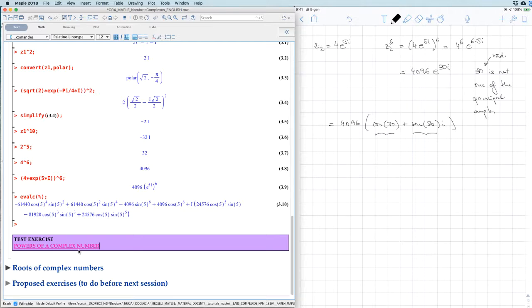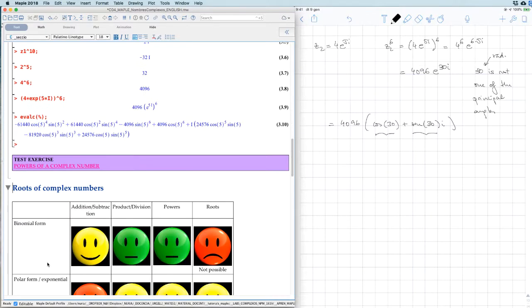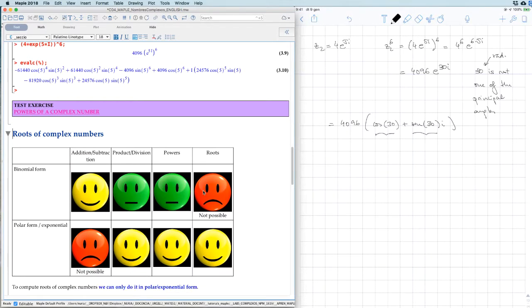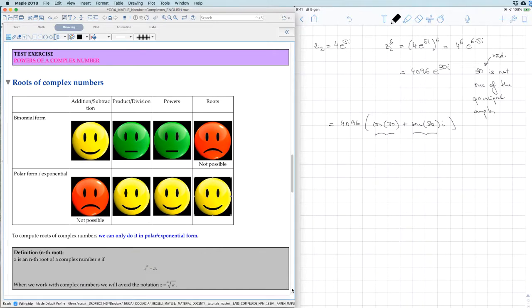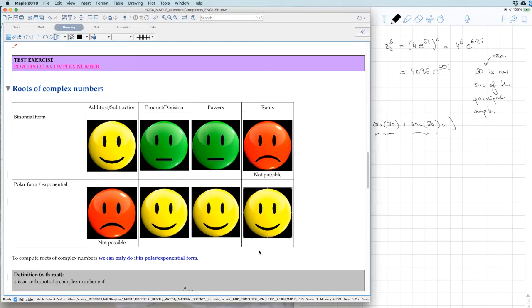So let's do roots. Now we know how to do powers. Let's compute roots. Again, this is very important. Even though we can compute powers in binomial, maybe it's too long, but we can do it. We cannot compute roots in binomial. So whenever we have to compute roots, we need to move to polar or exponential. Okay, so let's see this definition.